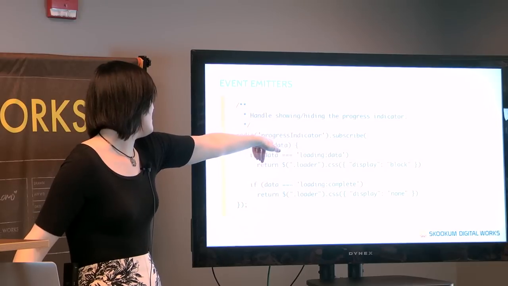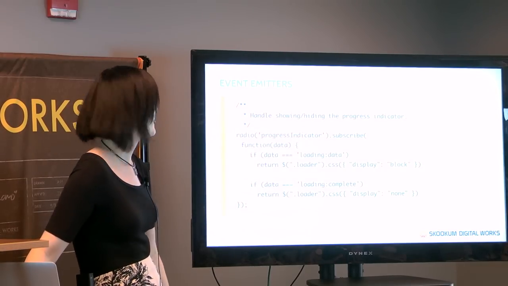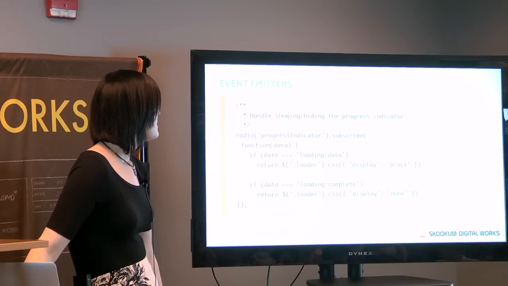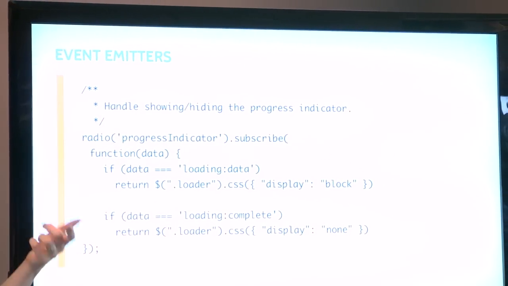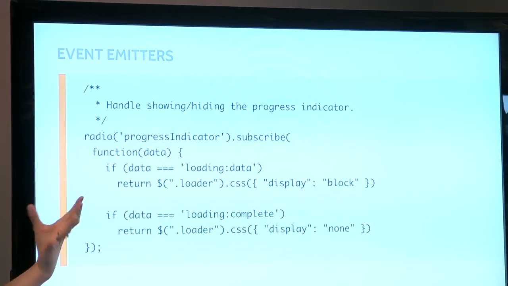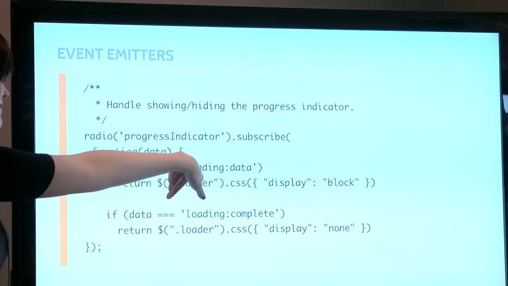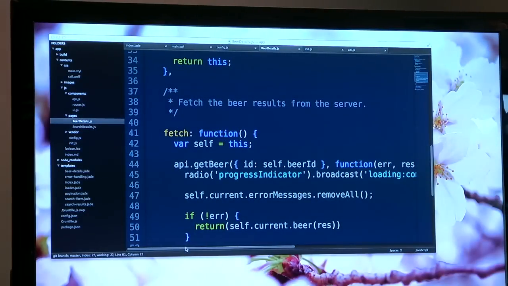Yes, so that's the progress indicator namespace. I don't know if I would call that namespacing. That's the data that I'm broadcasting, so it really could be anything. It could be an object, it could be a variable. This is pretty much just a string.